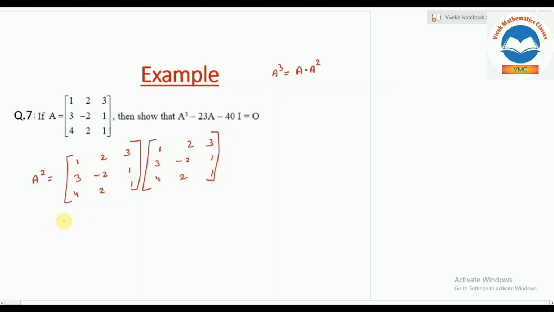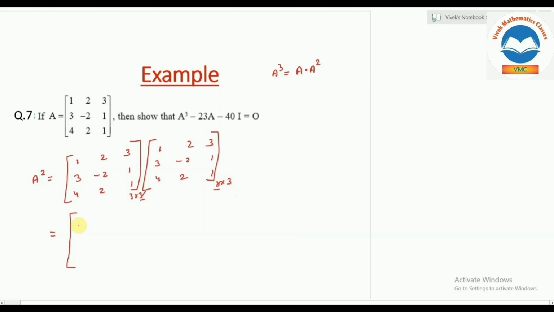So if you multiply this, what you will get? For this A square value, first of all you have to check whether multiplication is possible or not. Yes, it is possible, because order of A is 3 cross 3 and for B also order is 3 cross 3. So number of columns in first matrix is equal to number of rows in second matrix. So it will be cancelled out. What will be order of AB? It will be again 3 cross 3 matrix.